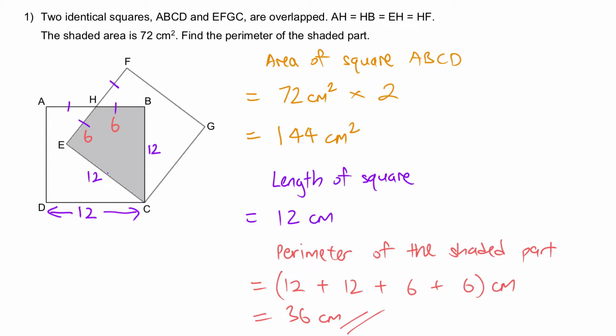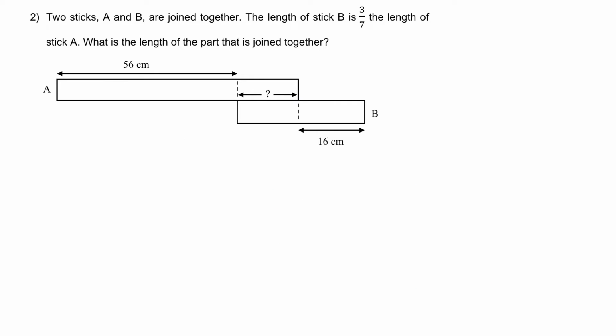Next. Question 2. Two sticks A and B are joined together. The length of stick B is 3/7 the length of stick A. What it means is stick B is actually 3 units, where stick A is 7 units. What is the length of the part that is joined together? So this is what we need to find out, the overlapping length.